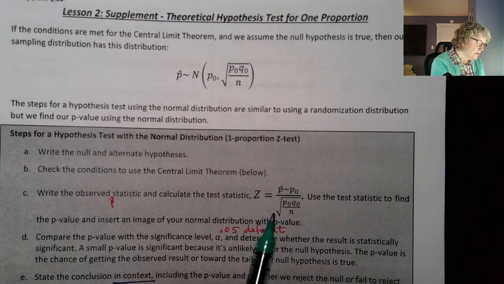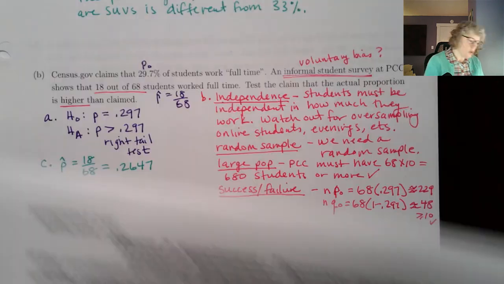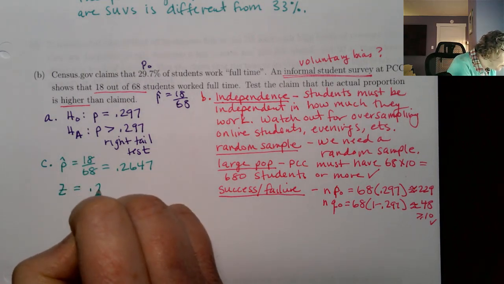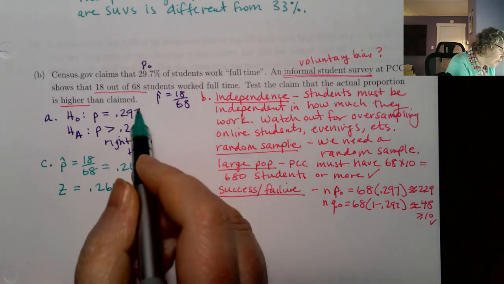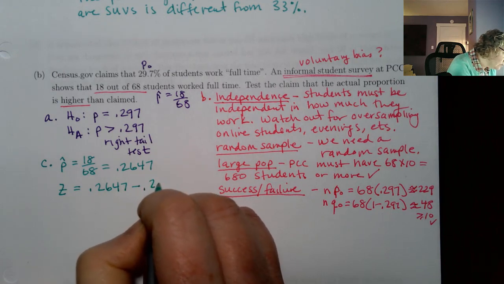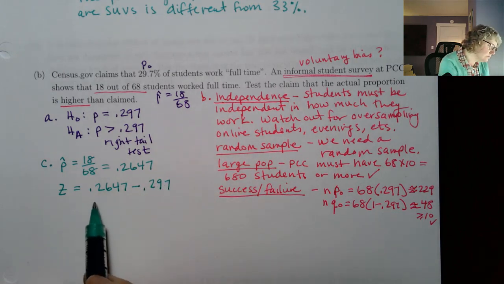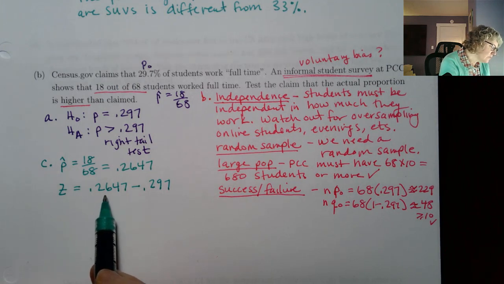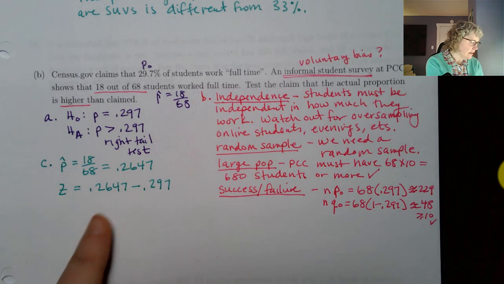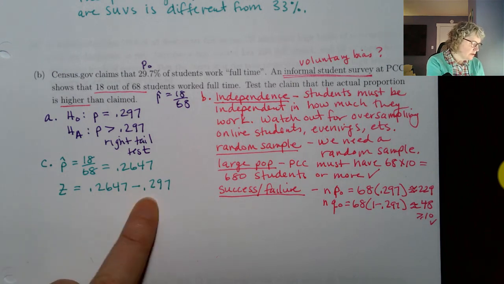And now we're going to use our z score. Z is equal to p hat, 0.2647, minus p0. We want to know how far away is this? 0.297. Wait, this is coming out less. Hold on, let me pause for 1 second here. Okay, well, I double checked everything, and this is an unusual problem. Usually we wouldn't see this because this is definitely going to fail, right?